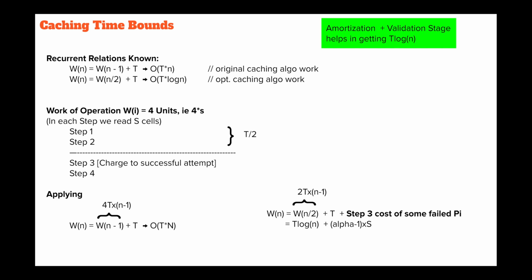W of n minus 1 converts to W of n by 2. And t is essentially the cost of sequential operation. And we also discussed that there is this amortization happening, and that comes into place in this particular portion. So far we have seen what happens if the thread fails in the validate phase, but there are chances that a thread might also fail in the claim phase. In the claim phase, most likely it is failing due to threads trying to lock from both ends.